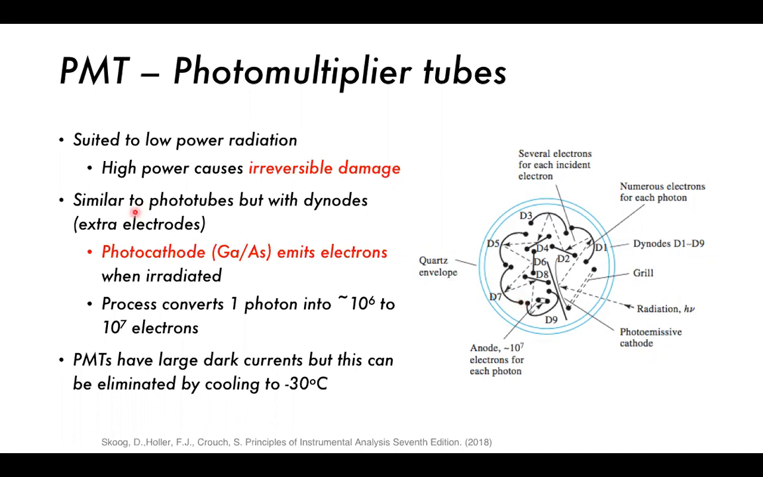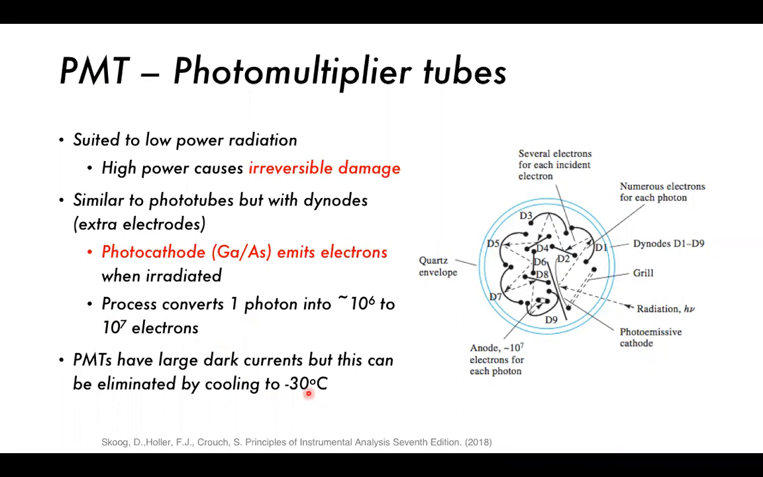These are similar to phototubes, but with diodes, basically extra electrodes, which generate more electrons. There's a photocathode material, which emits electrons when irradiated. It's usually made from gallium or arsenic. The process converts one photon into around 1 million, or maybe 10 to the 7, 10 million electrons. PMTs have large dark currents, but this can be limited by cooling to about minus 30 degrees Celsius. Usually the most sensitive PMTs cool down to minus 30 degrees Celsius.